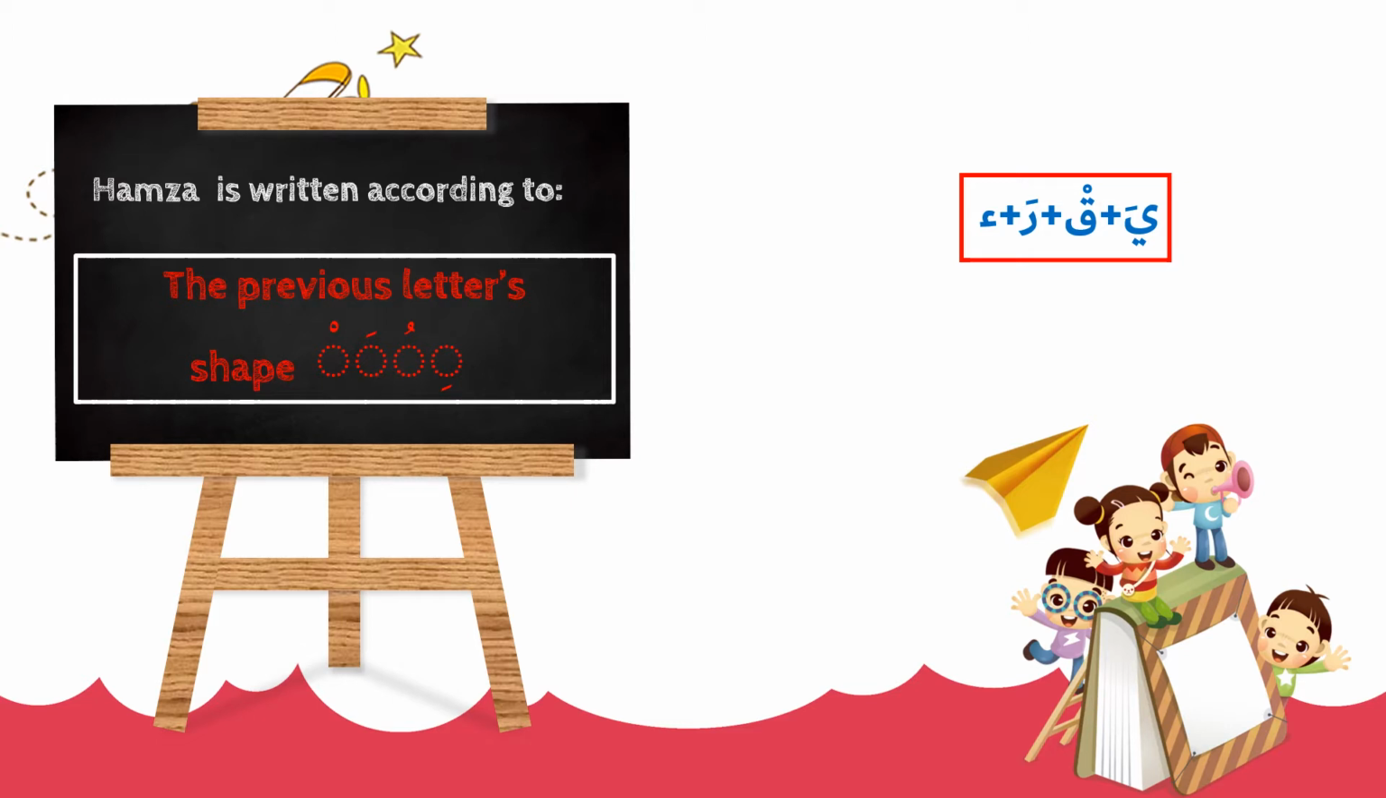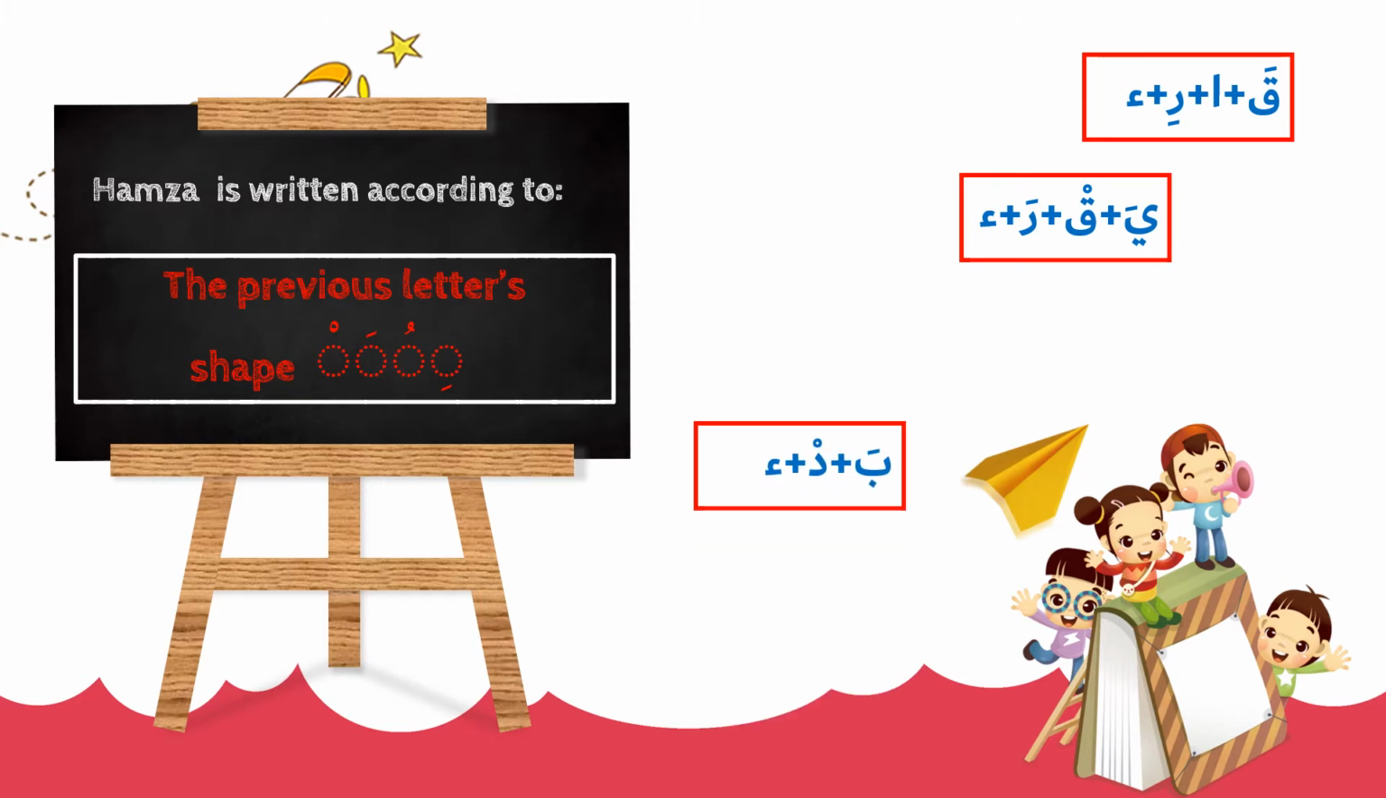For example, you have this word, and this word. Can you tell me what is the previous letter's haraka, or the previous letter's shape? You have fatha here, so that will make it easier for you. We have kasra here before Hamza. You have sukoon here before Hamza. You have dhamma here before Hamza. So now we know the first thing, which is Hamza is written according to the previous letter's shape.